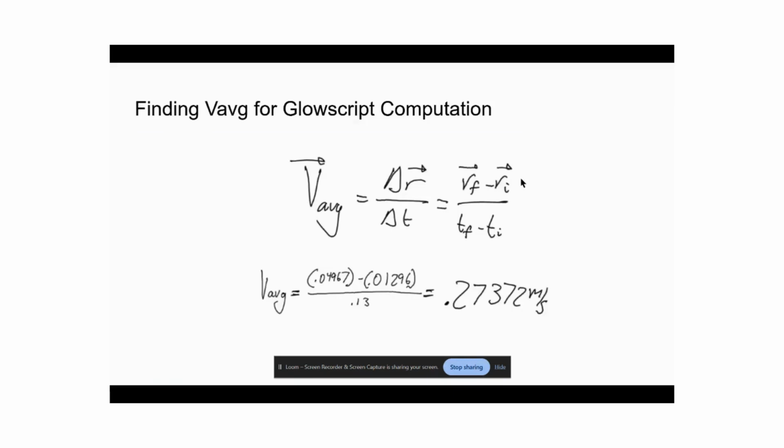Here we are finding the average velocity of the marker during the time interval, 0 to 0.13 seconds. In the Tracker model, we found the final position and initial position for these quantities, and we plugged them into the velocity average formula from earlier to get an average velocity of 0.27372 meters per second.